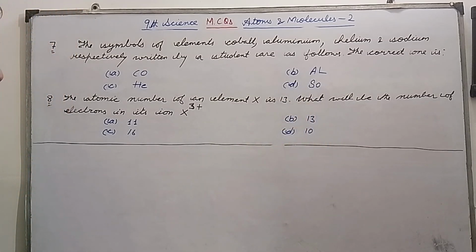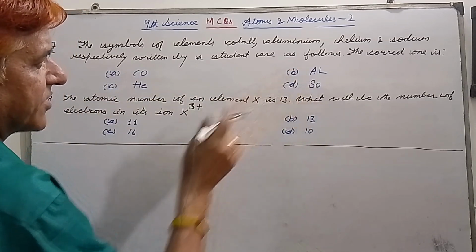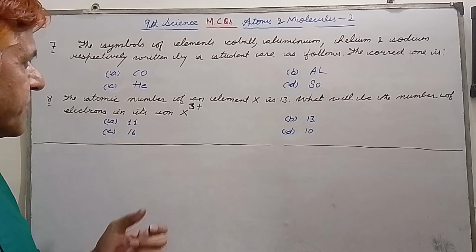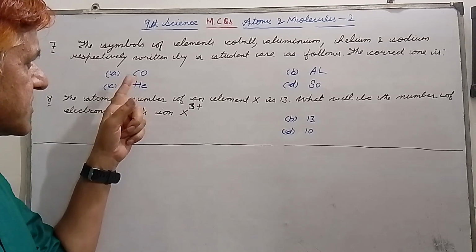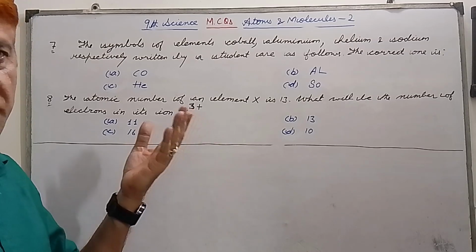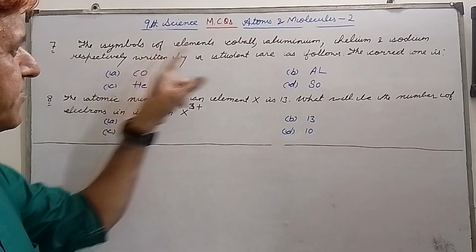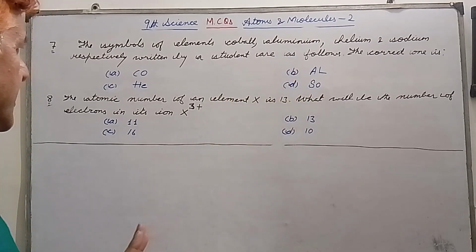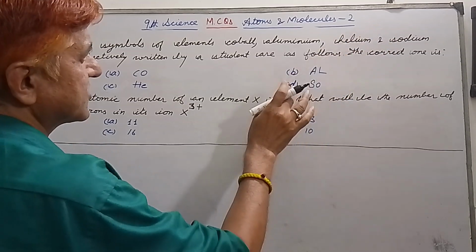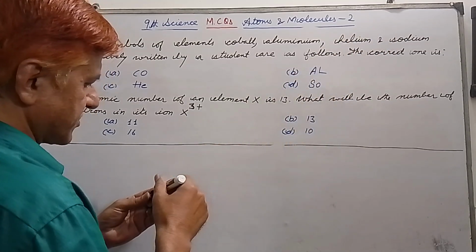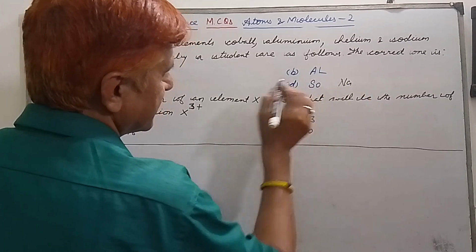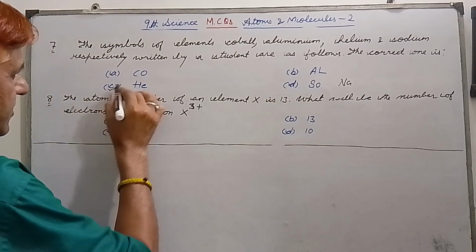So my dear students, A and B are absolutely incorrect, because while writing the symbol of any element, the first letter is capital and the next letters are not capital. So A and B are incorrect. Now here, this is sodium, and the symbol for sodium is not SO, the symbol of sodium is Na. So this is also incorrect.